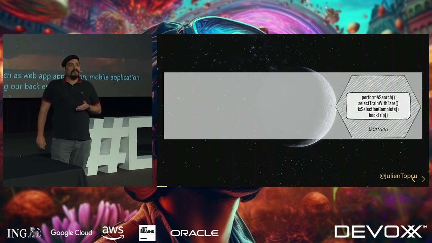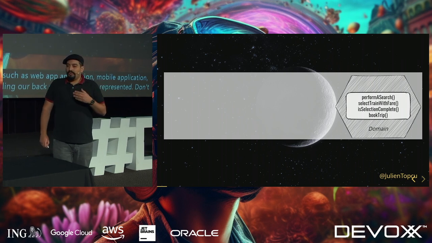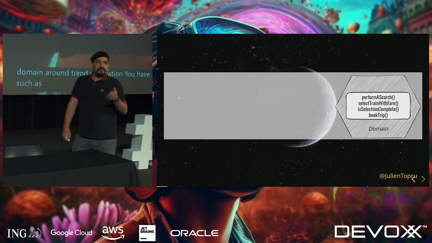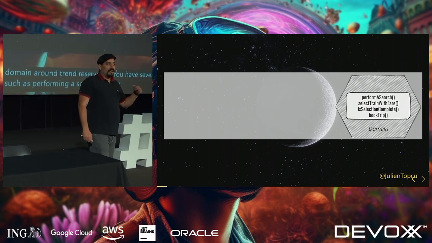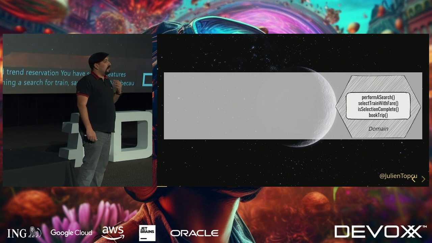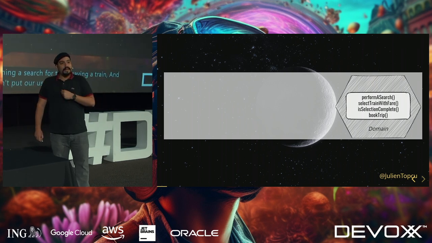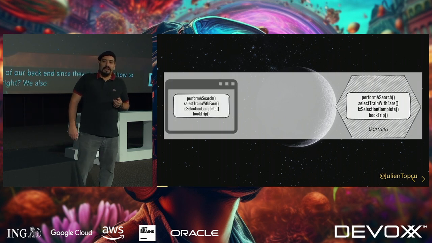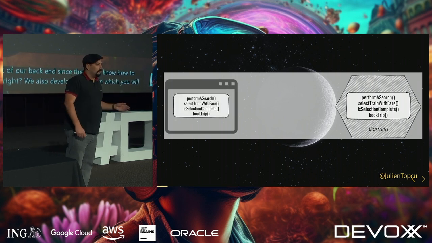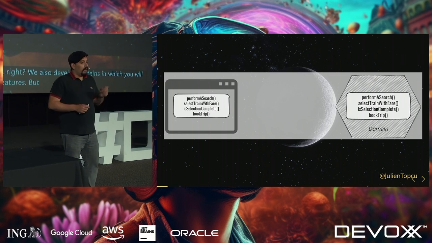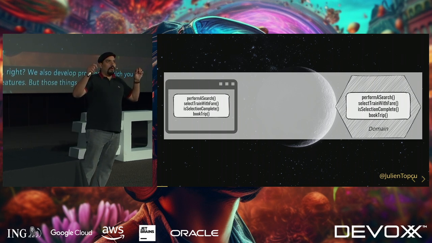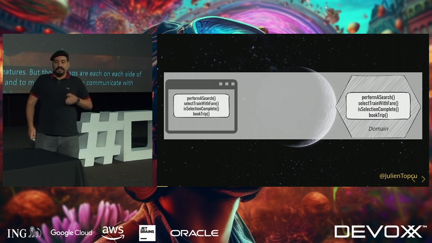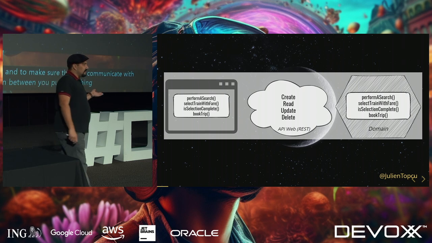Here I have represented a domain around train reservation. You have several features such as performing a search for trains, selecting a train, etc. And because we don't put our users in front of our backend, since they don't know how to speak JSON, right? We also develop frontends in which you will find those features. But those things are on each side of the network. And to make sure they can communicate with each other, in between you put something which is called REST.